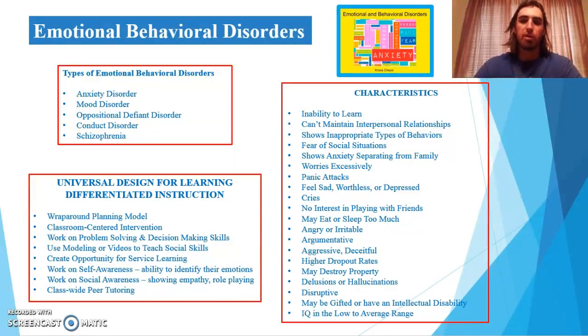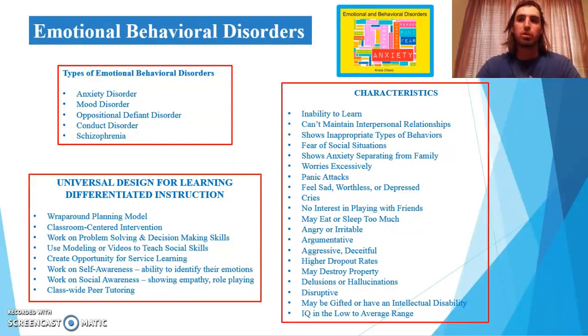Wraparound planning model can be used to help students with the disorder. Other effective instructional strategies include classroom-centered intervention and service learning. A teacher can create opportunities for students to engage in service learning activities. A teacher can also help with social awareness by showing empathy when role-playing. Modeling or videos can also be used to demonstrate appropriate social skills.